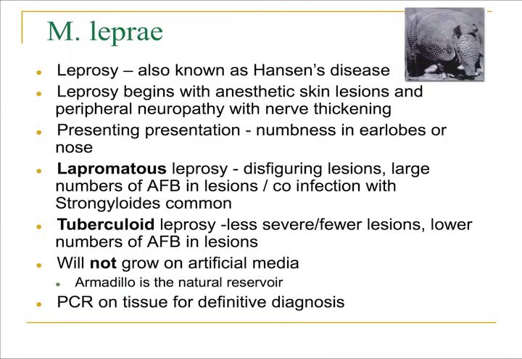On the next slide is Mycobacterium leprae. Leprosy is also known as Hansen's disease. Leprosy begins with anesthetic skin lesions and peripheral neuropathy with nerve thickening. Normally, it starts by causing numbness in the earlobes or in the nose. There are two types of leprosy, lepromatous and tuberculoid. Lepromatous leprosy causes extremely disfiguring lesions with large numbers of AFB in the lesions. It's also been associated with co-infection with Strongyloides, which of course is a parasite. Tuberculoid leprosy is less severe with fewer lesions. There are lower numbers of AFB in the lesions.